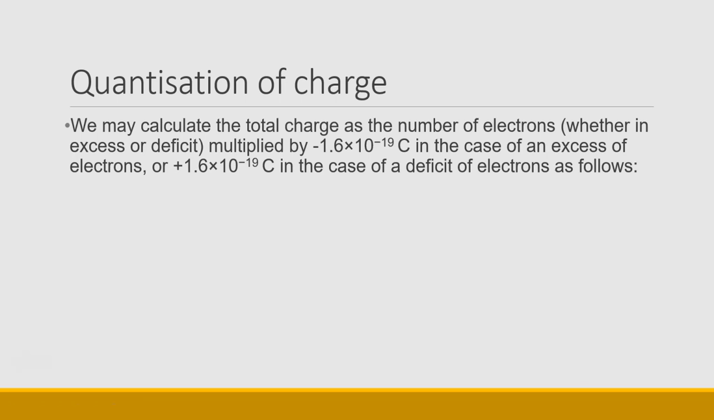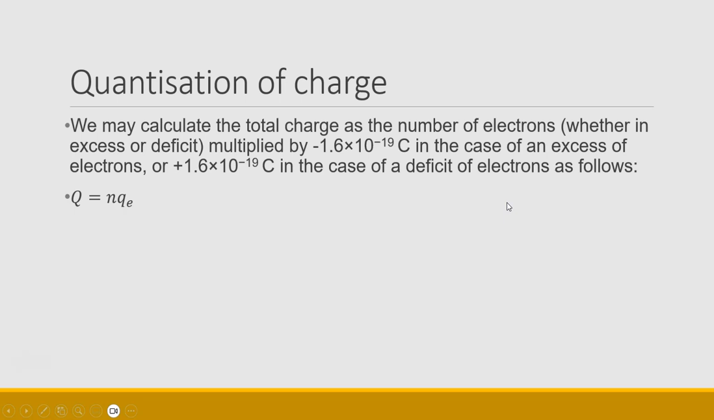We may calculate the total charge as the number of electrons, whether in excess or in deficit, multiplied by this number, which is the charge of one electron, if we have an excess of electrons, or this number, which is the charge of one proton or one electron in deficit, in the case of a deficit of electrons.